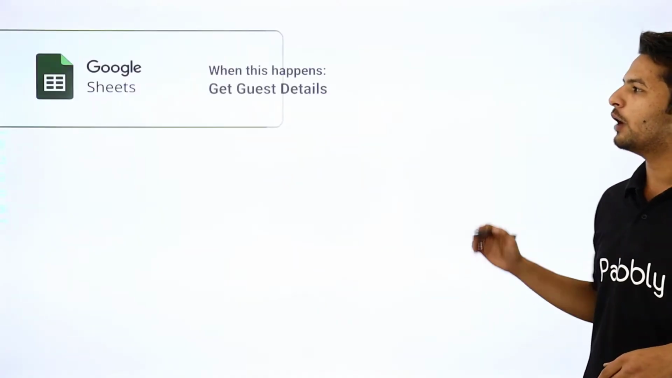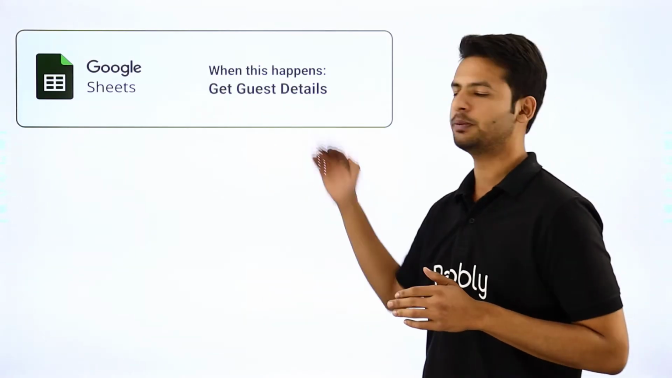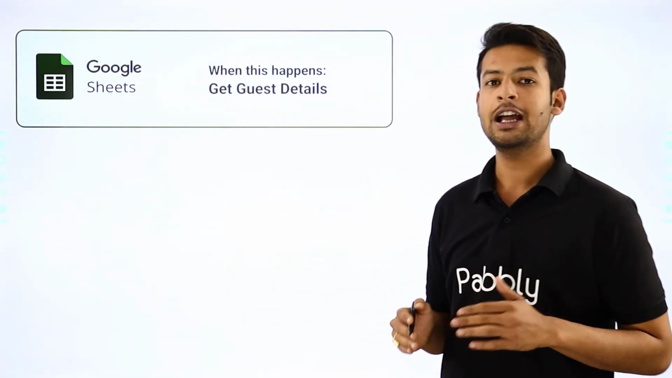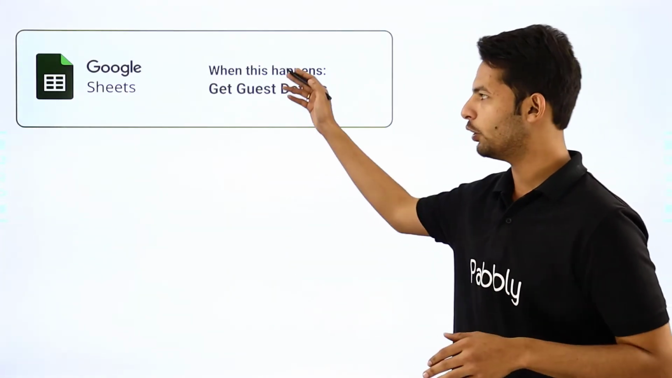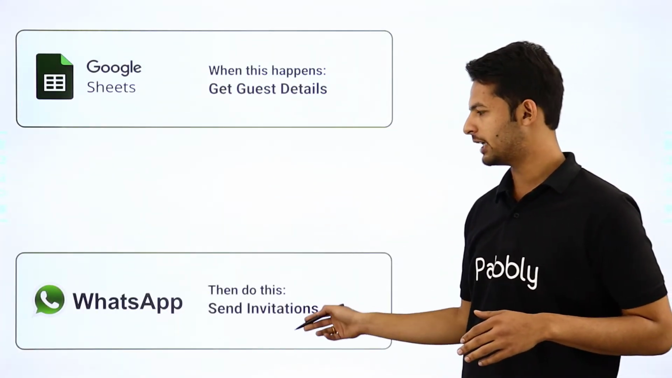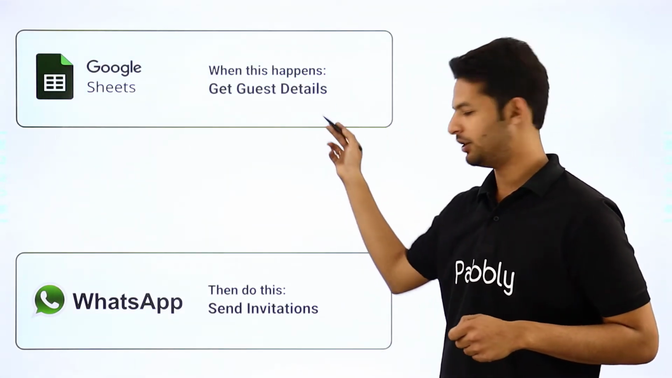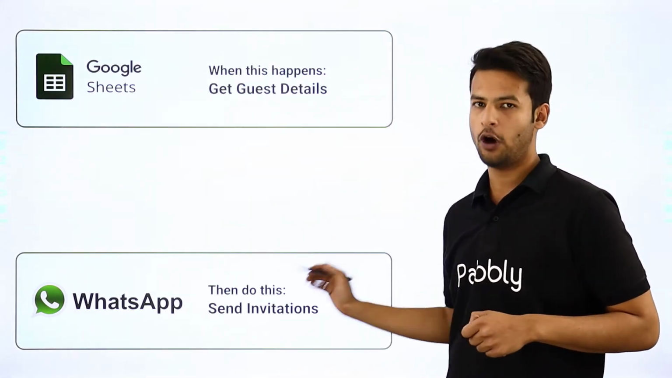Now suppose you have the details of your guests captured in this particular spreadsheet in your Google Sheet. Now you want that directly from your Google Sheet, from that particular spreadsheet, you should send a WhatsApp message to every guest. So you will get the guest details from the spreadsheet and you will send invitations on WhatsApp.